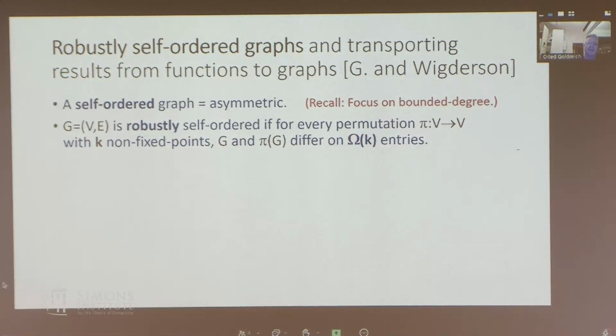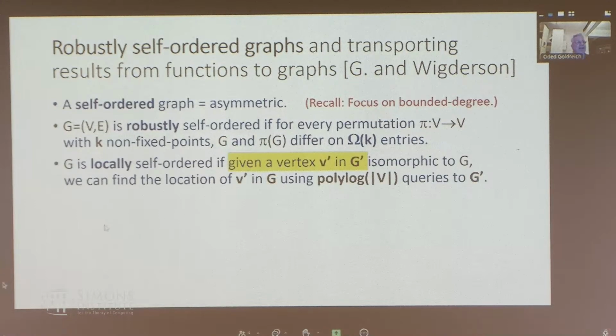But basically, what I'm saying is that you will see as many mismatches as you, in proportion to how many points you move. So that's the basic definition. And so that's the definition of being robustly self-ordered.